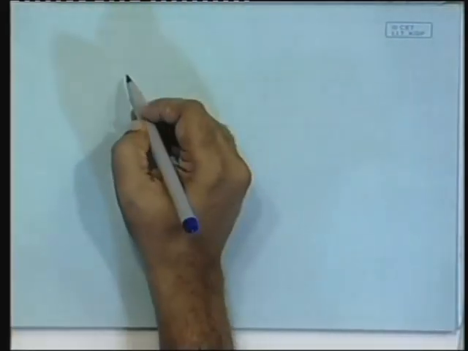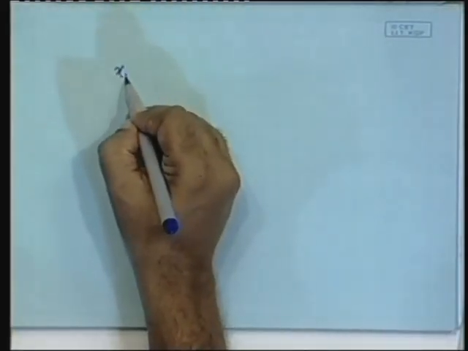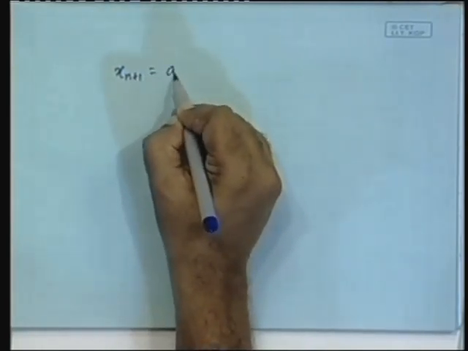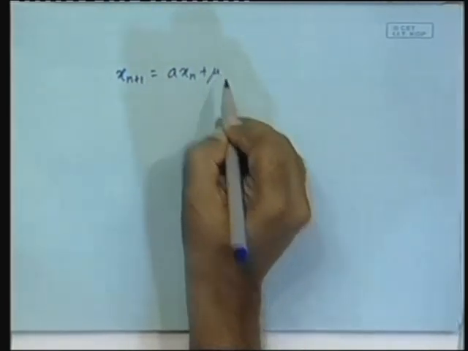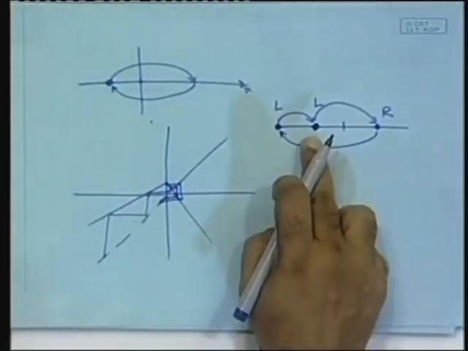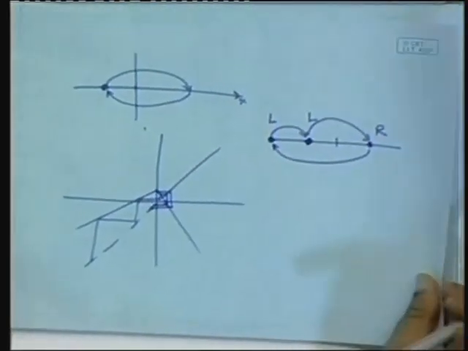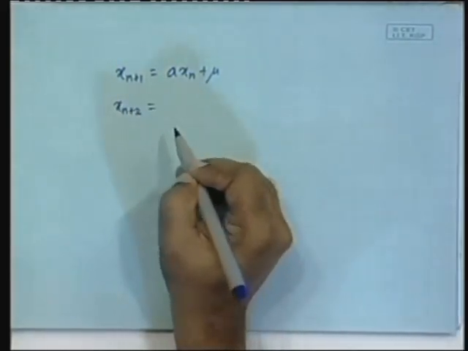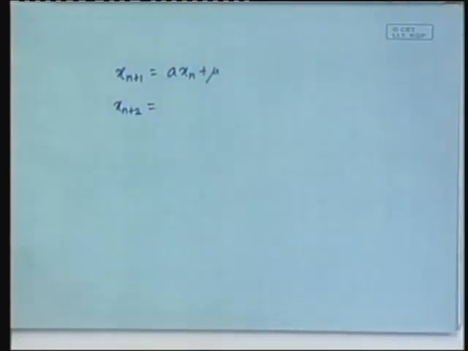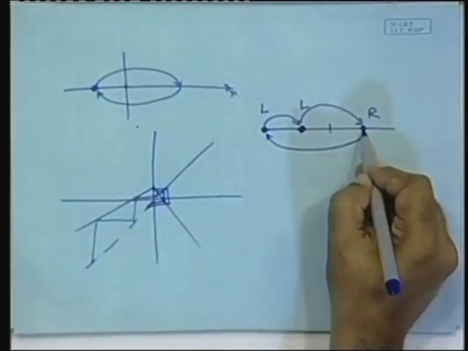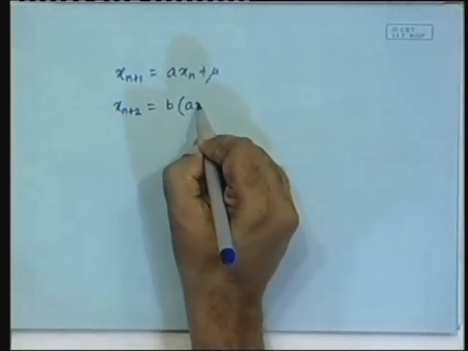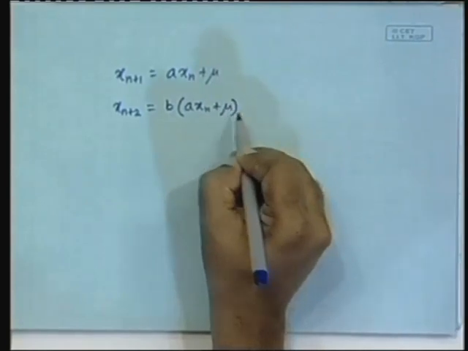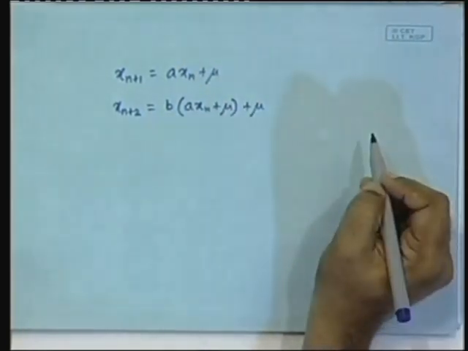We will say starting point x n. So, x n plus 1 is equal to a x n plus mu, because it is in the left hand side. Then x n plus 2 is equal to, now this fellow is in the right hand side. So, it will be mapped by the right hand side equation b a x n plus mu, right.